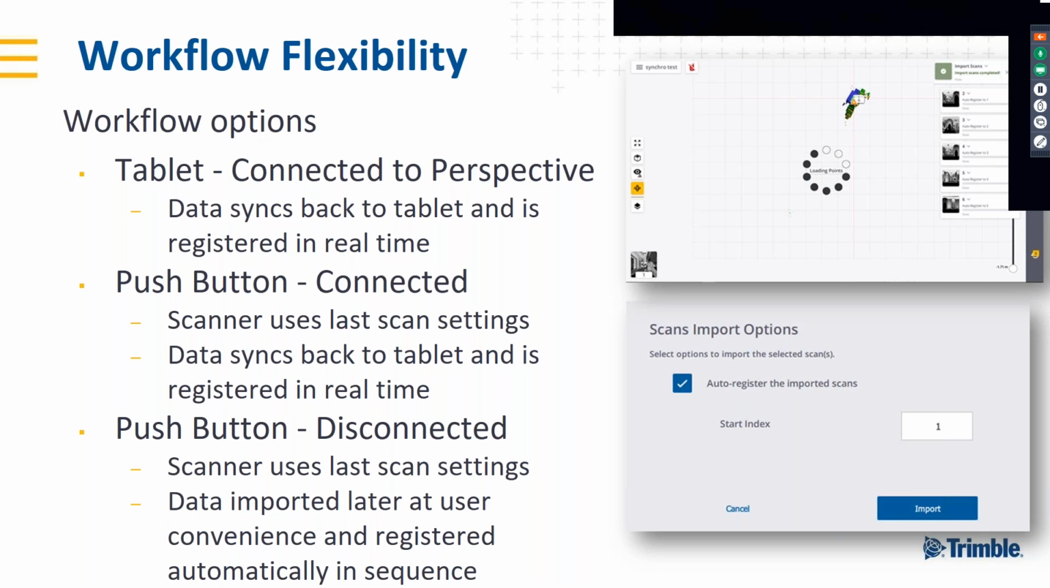We store the data in 2 places. We store the raw data on the SD card in the scanner, and at the same time, we also transfer the raw data over to the tablet. So if something should happen, you will normally still have the data sitting in one place, so you shouldn't lose it.